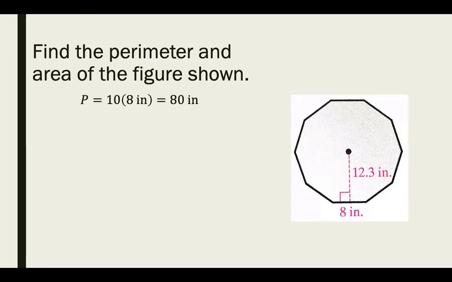Then to find the area, we need to use our formula: 1/2 the apothem times the perimeter. In this case, they gave us the apothem, it's 12.3. So we do 1/2 the apothem times the perimeter we just found, and we get an answer of 492 inches squared. Again, notice the unit here is square inches because it's an area, whereas for perimeter, it's just a distance, regular inches. Okay.